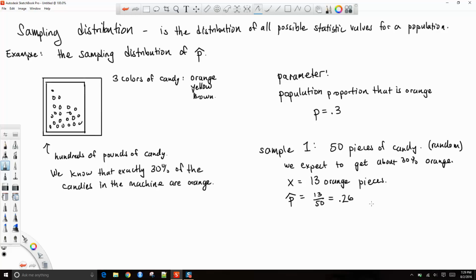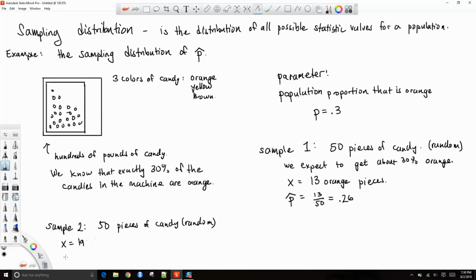All right, so we gather those up and throw them back into the machine. We stir the machine up and take another sample, sample 2. We're going to take another 50 pieces of candy, at random again. What's another possible value for x? Maybe I get 19 orange pieces. Is that possible? Sure.